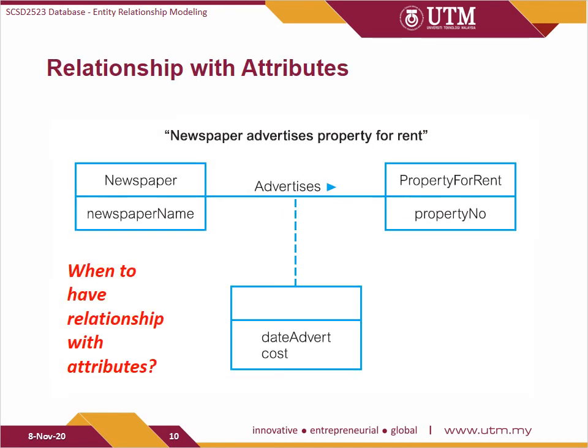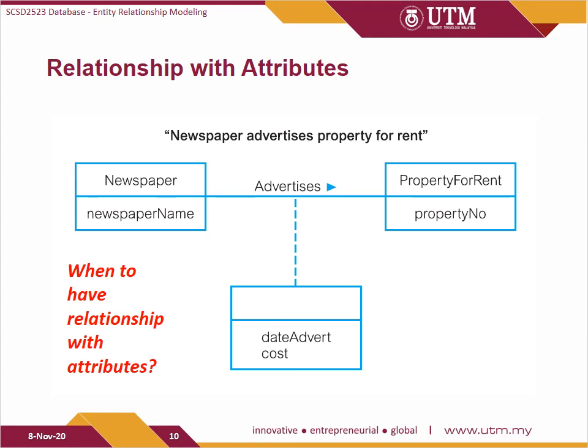So next, we move on to the next slide, which is relationship with attributes. And for your information, attributes can also be assigned to relationship. Actually, the presence of one or more attributes assigned to a relationship may indicate that the relationship conceals an unidentified entity type. This slide shows an example of a relationship called advertise, with attributes date rented and cost.